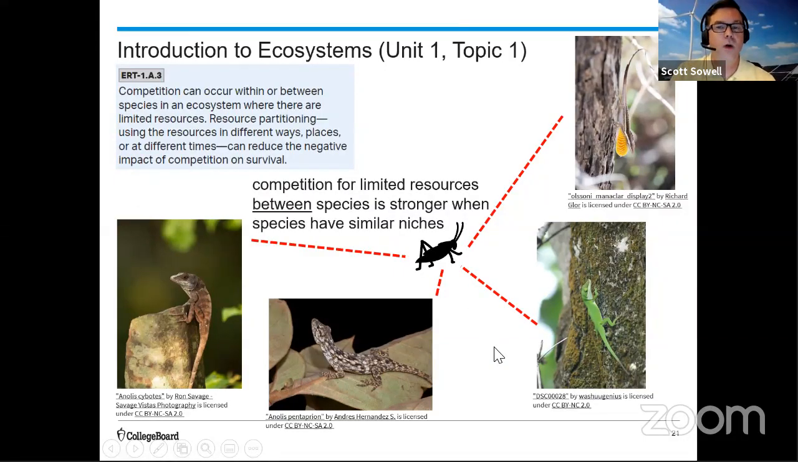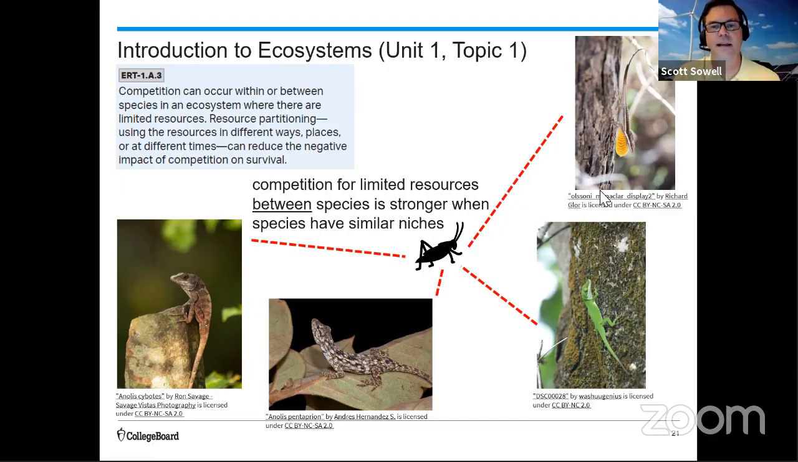And so what this points us to is that competition for limited resources between species is stronger when species have similar niches. So let me say that again. If a bunch of species, like these 4 species of lizard, have similar niches, similar ways in which they use the resources around them, then that means the competition is going to be stronger.